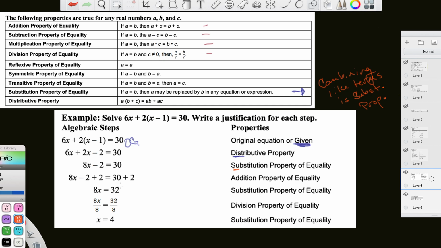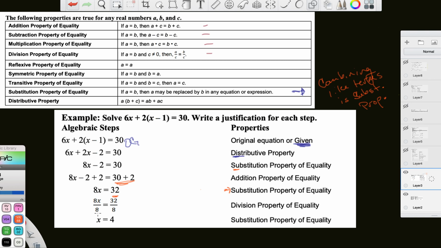I guess when you finally do the math and put it together, then you have substitution. Why? Because we substituted a 32, because that's the same thing as 30 plus 2. All right, so we've used the substitution property again. Sometimes we forget this step right in here. Not necessarily a big deal, but it's nice to know that it's there.